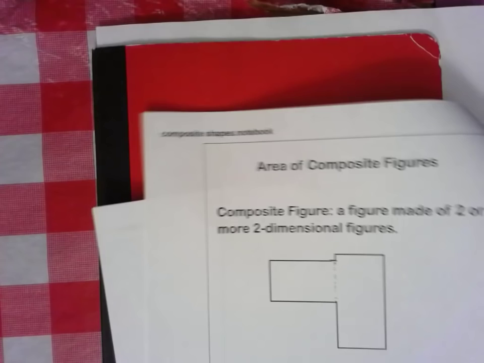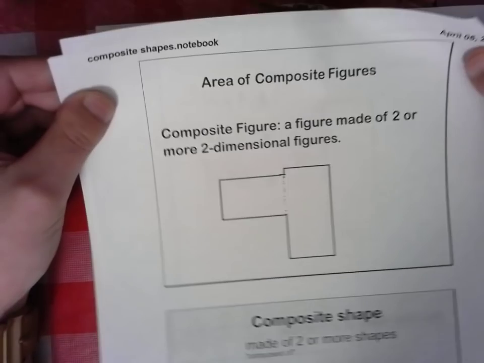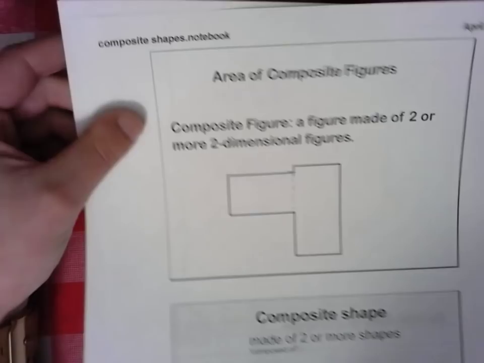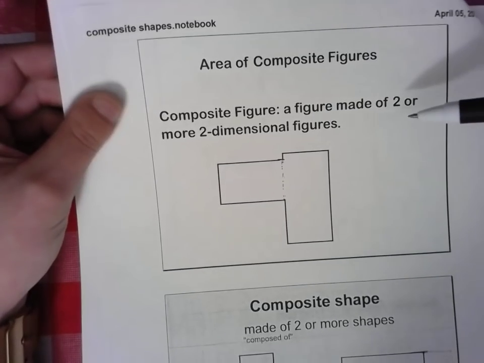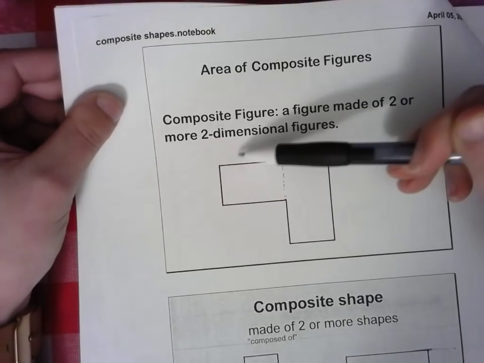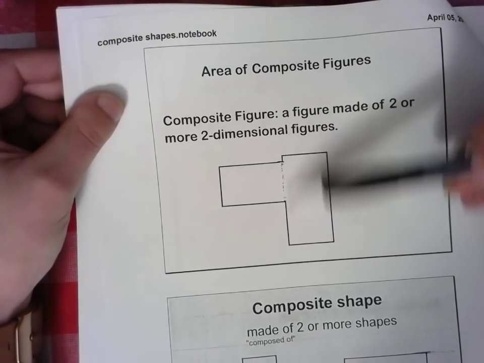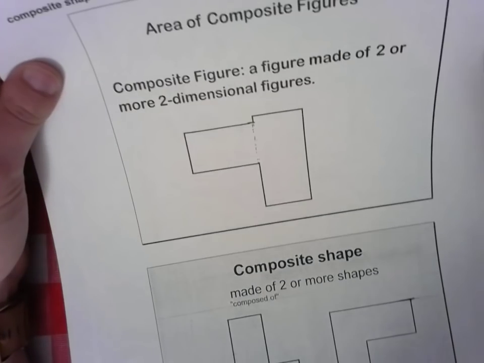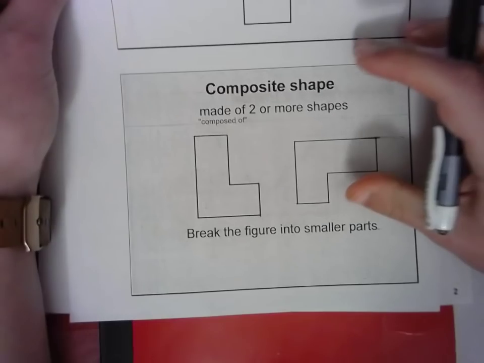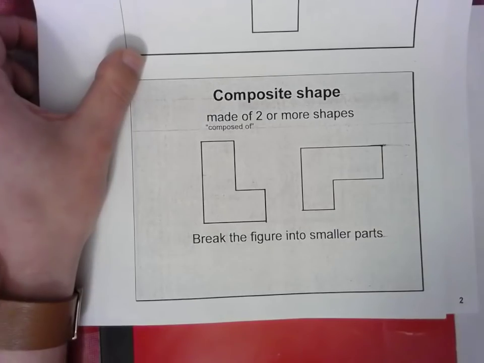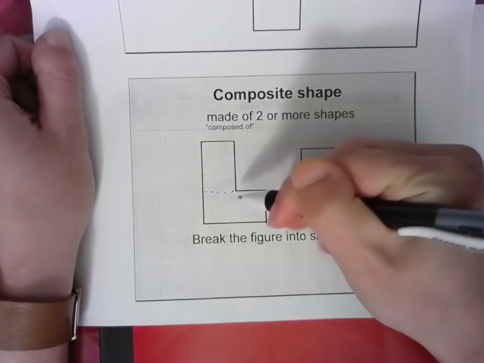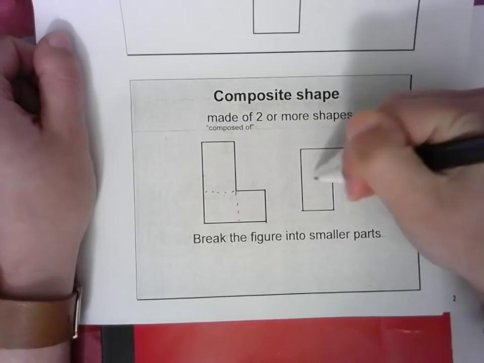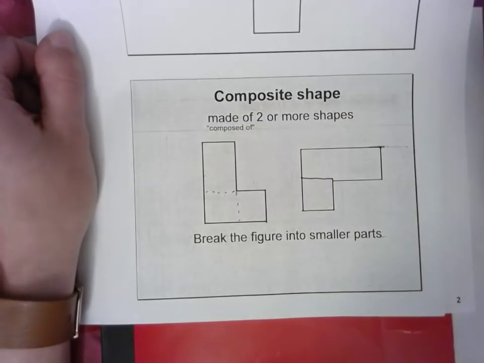Turn the page. Now what we're going to do is find the area of composite figures. A composite figure is a figure made of 2 or more two-dimensional figures. You'll see here we have a rectangle right here and another rectangle right here, made up of 2 or more shapes. So our first step in finding the area of these is to break the figure into smaller parts. You could go this way, you could go this way. For this one, you just want to pick one way though. That's going to work. I'm going to go like that.